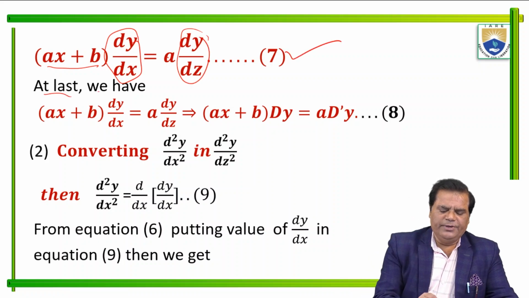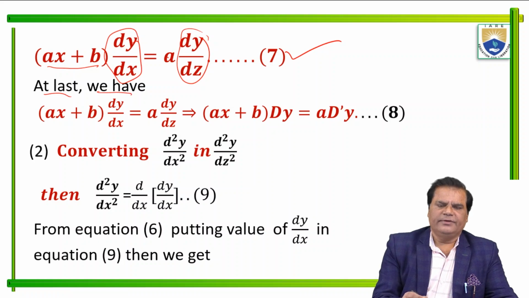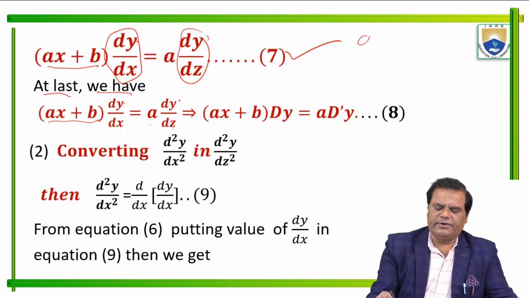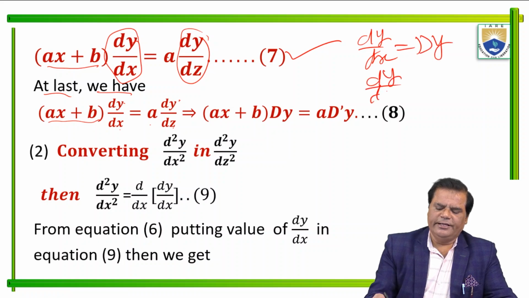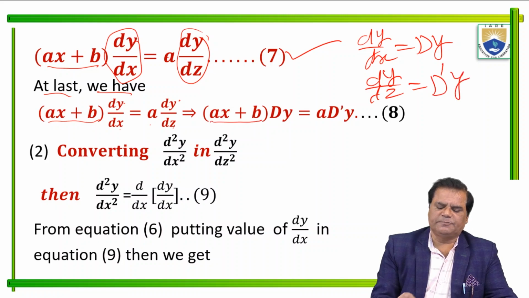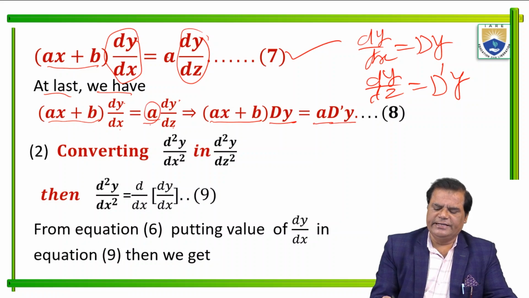At last, we have ax plus b dy dx equal to a dy dz. Here dy dx we write as Dy, and dy dz we write as D dash y. So I am writing here (ax plus b) Dy equal to a D dash y. This is equation number 8.